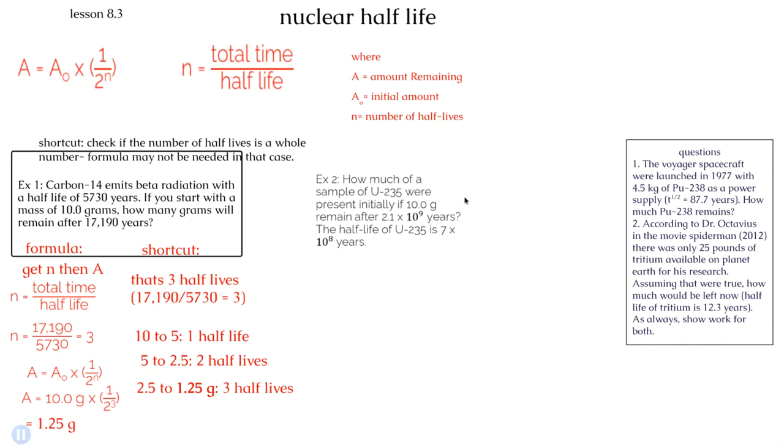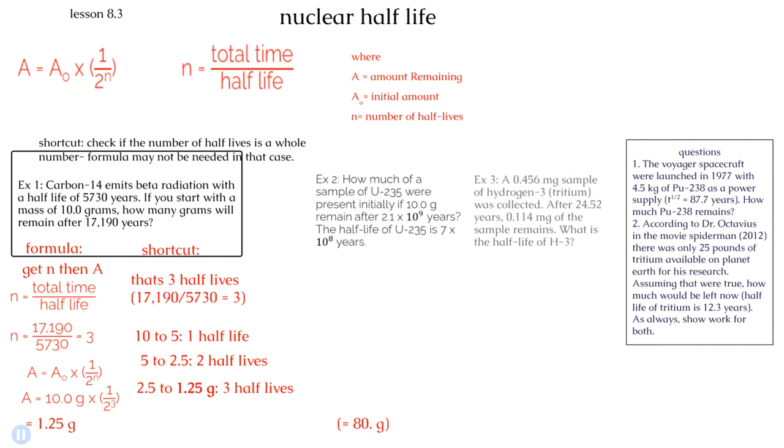Well, let's see if it's an exact number of half-lives. So if you divide one by the other, you might get a whole number. And if you do, use the shortcut method. I recommend you do both. If you're doing it right, you should come up with 80 grams were initially present, bringing it down to 10.